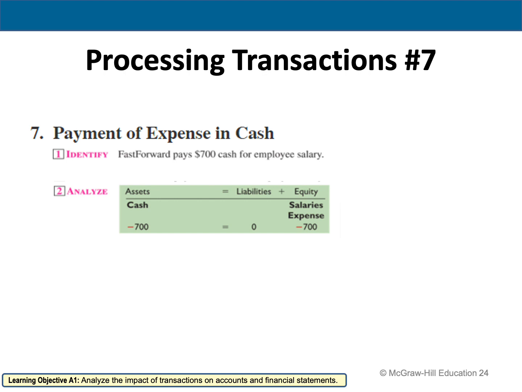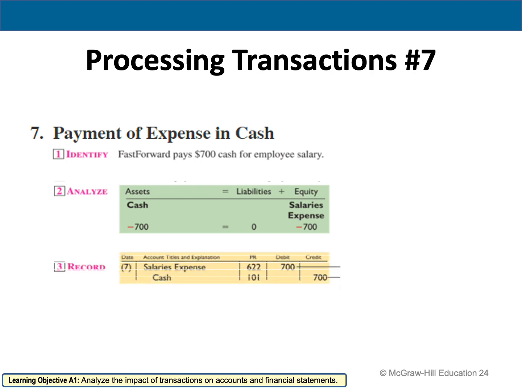Now do not get confused. I know that here it's written minus 700, which means that it's decreasing. These expenses will decrease the equity in general. But now, when we are going to record it, we are going to say that my expenses are increasing. So if I go to step 3 to record those transactions, of course, I'm going to start with salaries expense on the debit side.